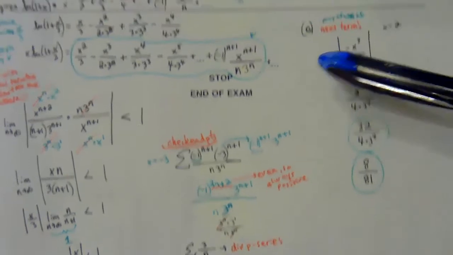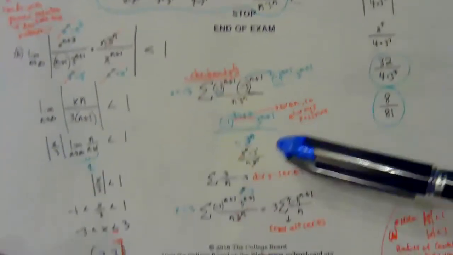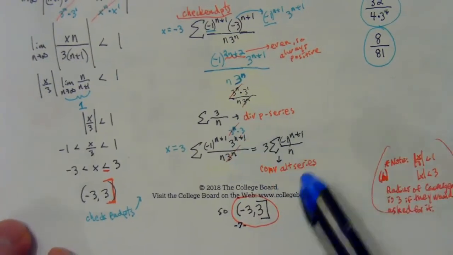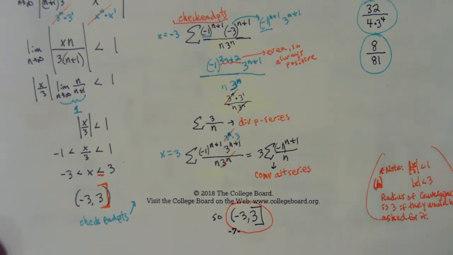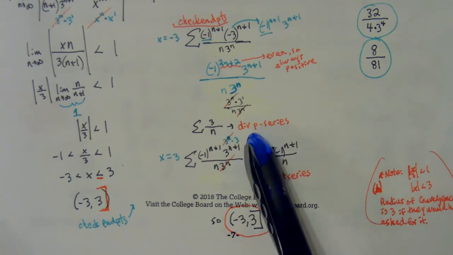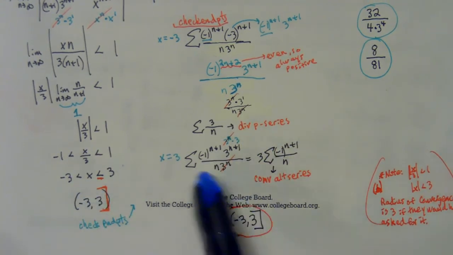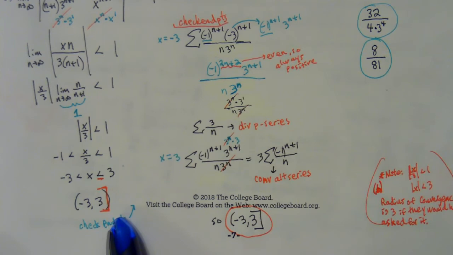And when you plug in x equals 3 to that guy, then you could just cross some stuff out right away, but then that's an alternating series. That's a convergent alternating series. You can do that alternating series test as in here. So since the -3 diverges, keep that a parenthesis. Since the 3 converges, make that a bracket. So you've got to check your endpoints on there.